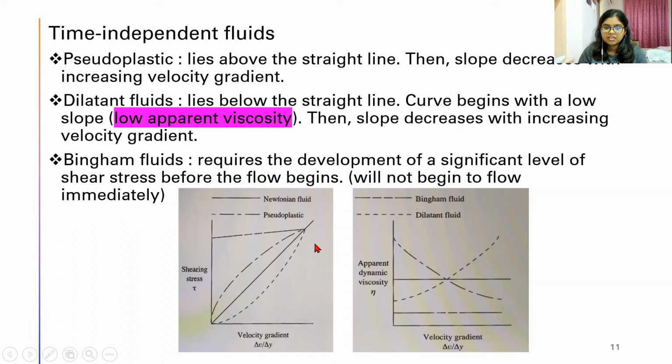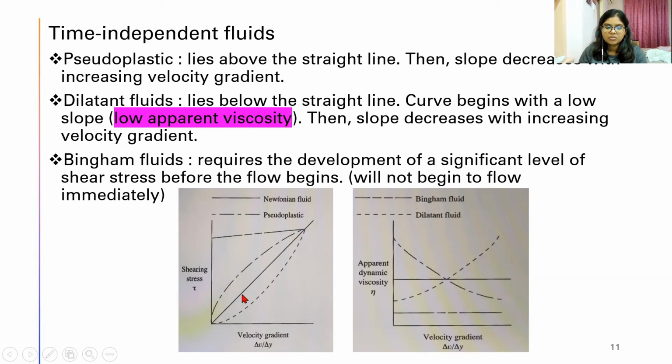The curve begins with a lower slope, which indicates lower apparent viscosity. Then the slope increases with increasing velocity gradient, meaning that it is totally opposite to the pseudoplastic. It will begin with a lower slope, then the curve will become steeper as the velocity gradient increases. So an example of Dilatant fluids is starch in water.